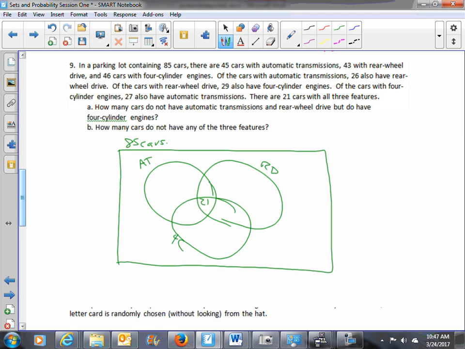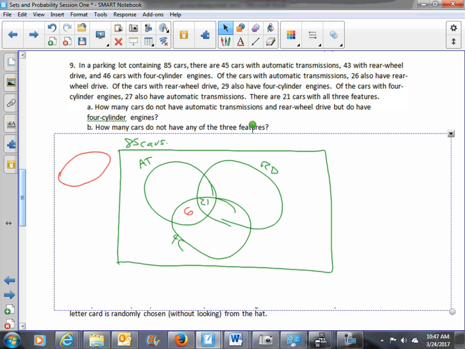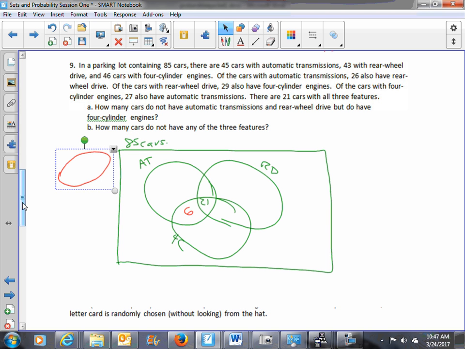Now, let's see if we can unravel some of this. Of the cars with 4-cylinder engines, 27 also have automatic transmissions. So this region right here is the region of 4-cylinder cars that also have automatic transmissions, and there's supposed to be 27 in that region, so there's going to be a 6 here. Now let me just move this out of the way. I might be able to use it again, so let's just hang on to it for a second.